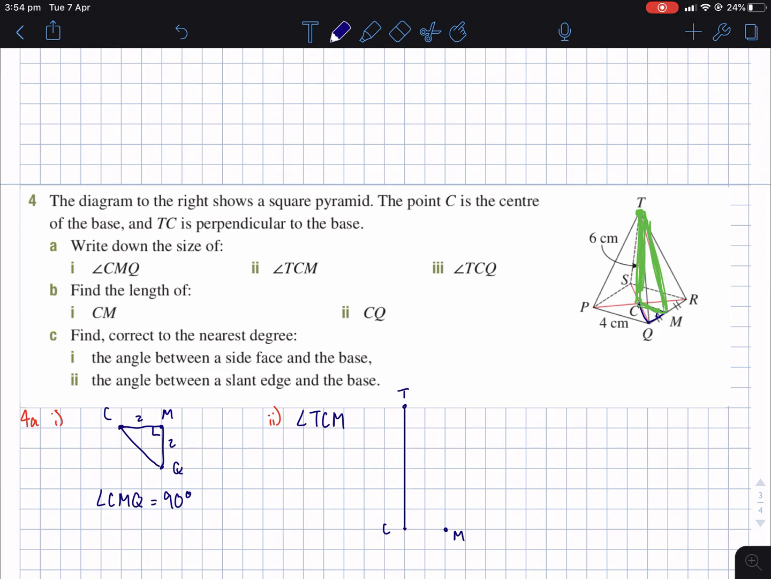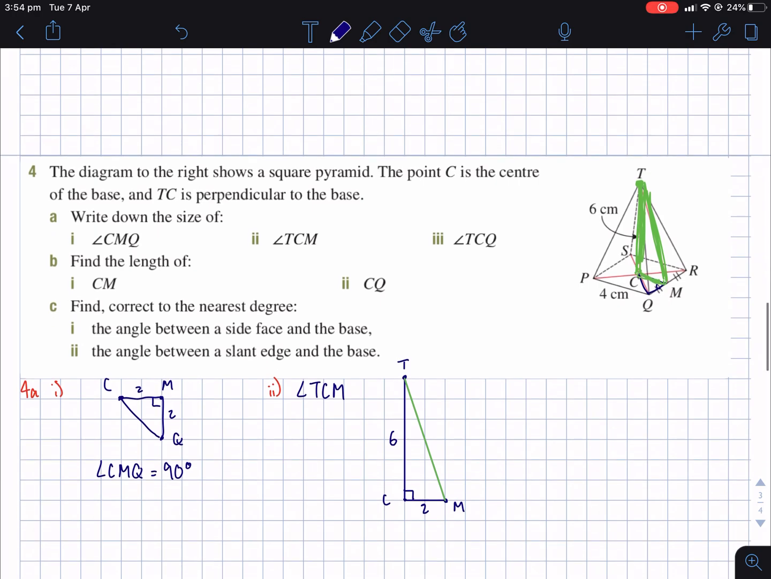Let's draw it. So C to M, that was 2 centimeters, millimeters, whatever. T to C is 6 centimeters going down. And we want this line here, TM. We know this is 90 degrees because it's between flat and upwards. So let's figure out angle TCM. Oh, literally, it was 90 degrees. I keep preparing for much harder questions.